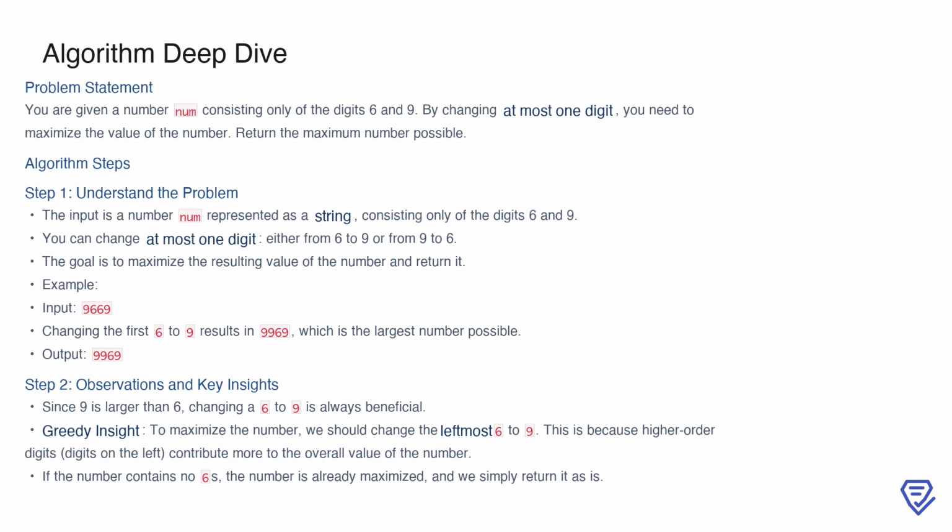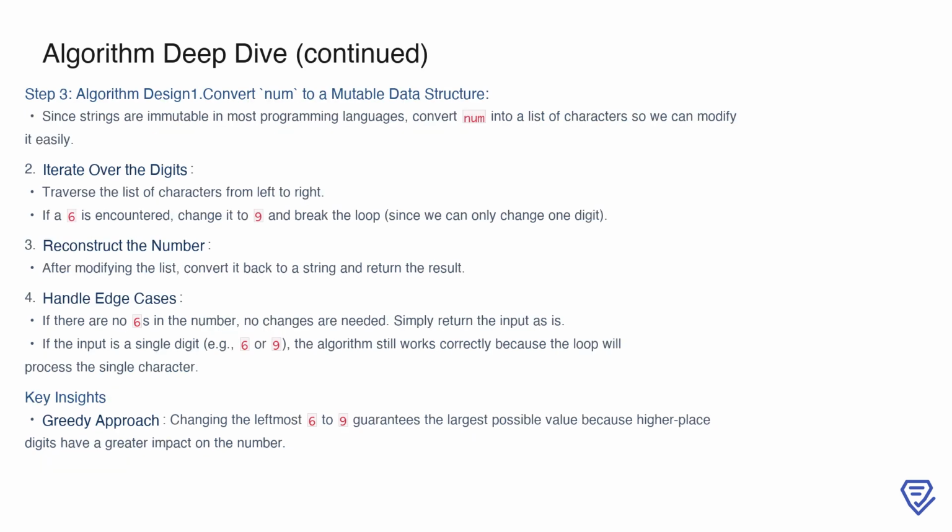The greedy insight here is that we should prioritize changing the leftmost 6 to 9, as digits on the left contribute more to the overall value of the number. If the number contains no 6s, it is already maximized, and we can simply return it as is. To design the algorithm, we start by converting the input number from a string into a mutable data structure, such as a list of characters. This makes it easier to modify individual digits.